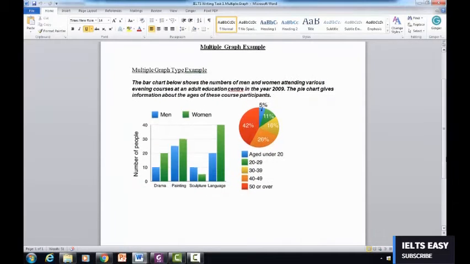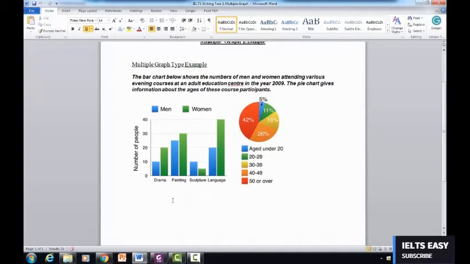So when we look at this, we have two types we have to describe. First, we're going to write a sentence describing what the bar chart is about. And then we're going to write a sentence describing what the pie chart is about. So let's take a look at that, and you'll get a good idea of what the pie chart and the bar chart are about.